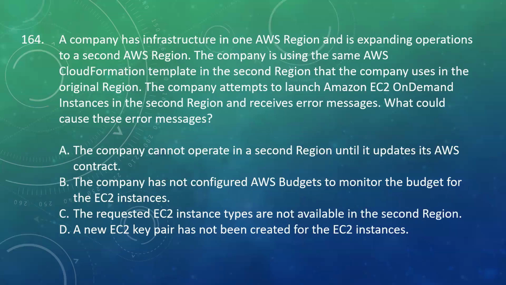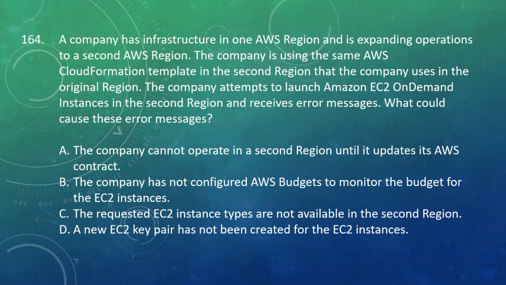Next question. A company has infrastructure in one AWS region and is expanding operations to a second AWS region. The company is using the same AWS CloudFormation template in the second region that the company uses in the original region. The company attempts to launch Amazon EC2 on-demand instance in the second region and receives error messages. What could cause these error messages?